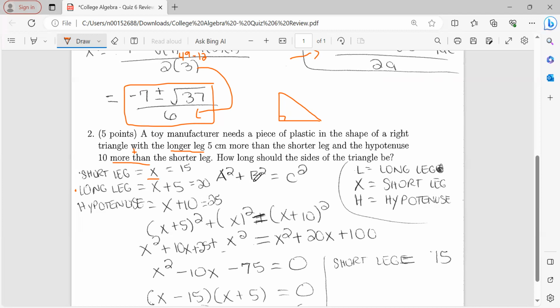Now, we would use the Pythagorean theorem. That's what you see here. A squared plus b squared equals c squared.